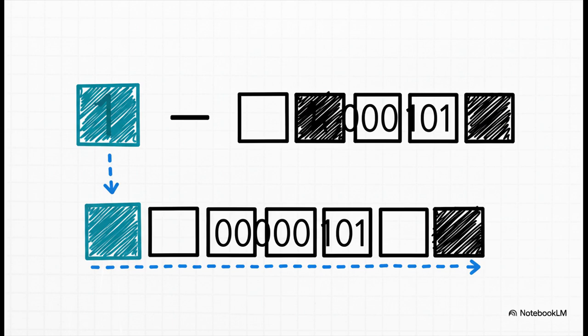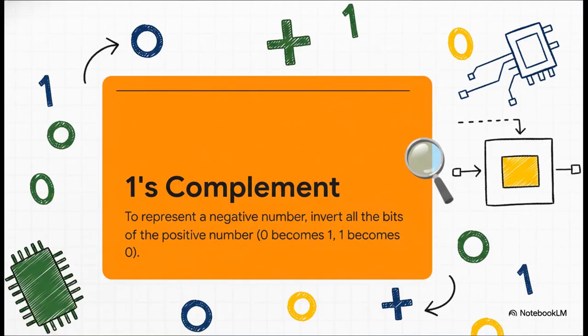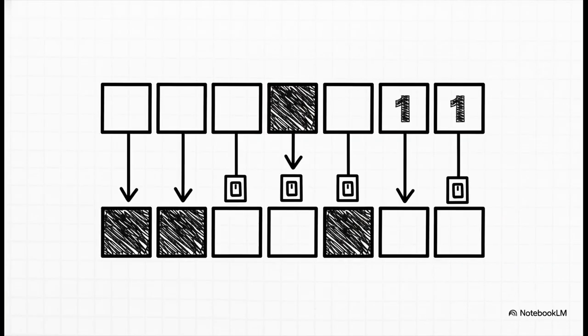Makes perfect sense, right? So that was one way to do it, but then came another idea, one's complement. The logic here is also pretty simple, just in a different way. You start with a positive number, and you literally just flip every single bit. All the zeros become ones, and all the ones become zeros. Let's stick with our example, the number 5. Positive 5 is 00000101. Now just flip everything. That gives you 11111010. And in the world of one's complement, that's -5. You can see it's a totally different binary pattern than what we got with sign magnitude.